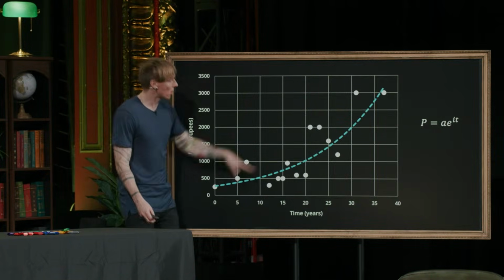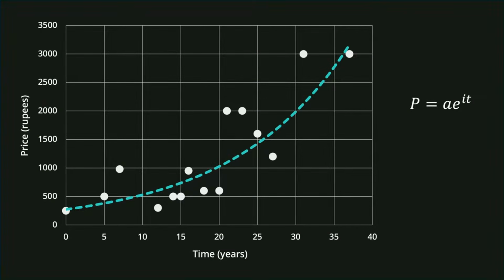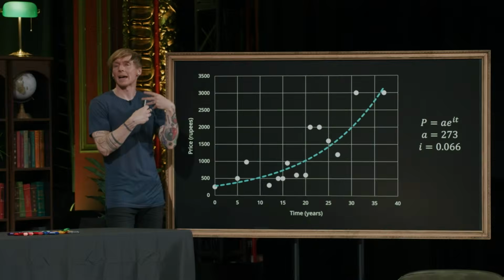So if we draw our exponential curve, so this was just done using graph plotting software to fit this particular inflation curve to the data, then the values we get for this shape curve is we get A is equal to 273, so that's just our initial pricing. But then we see here I, that growth rate, is 0.066. So now that's written as a decimal.